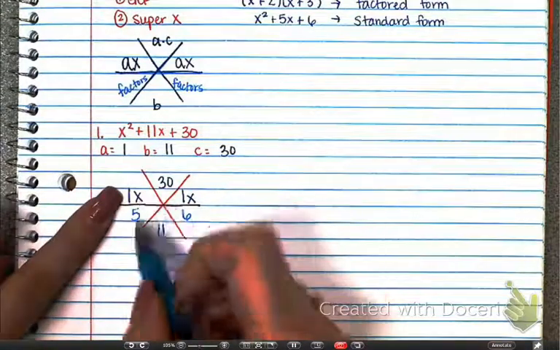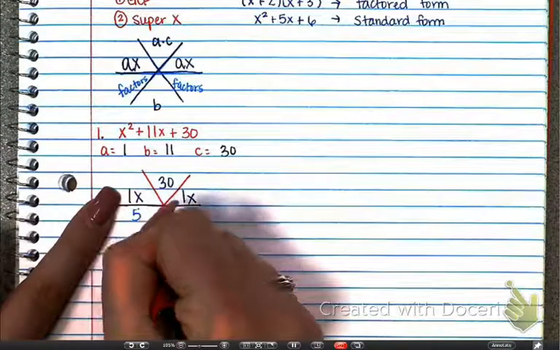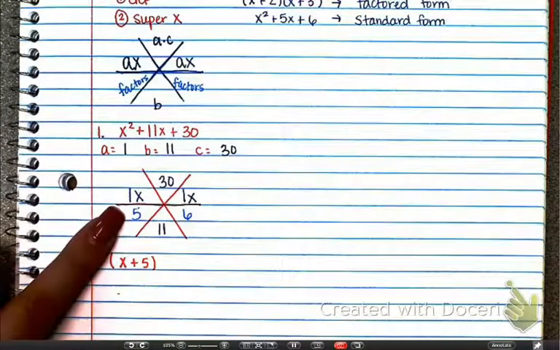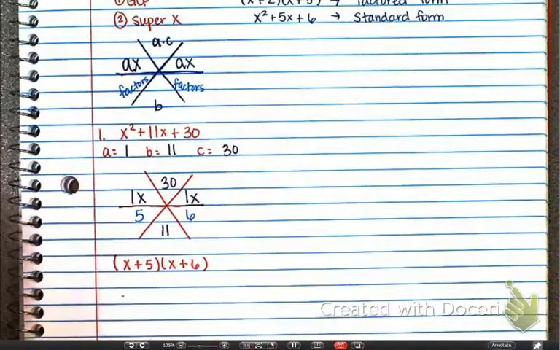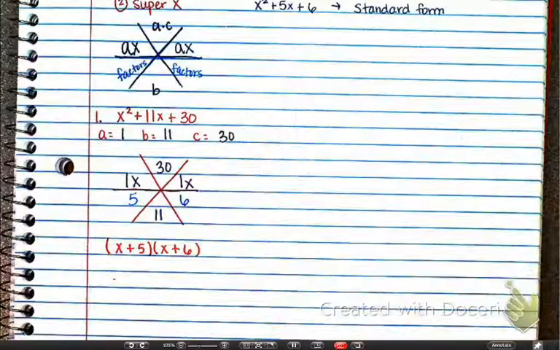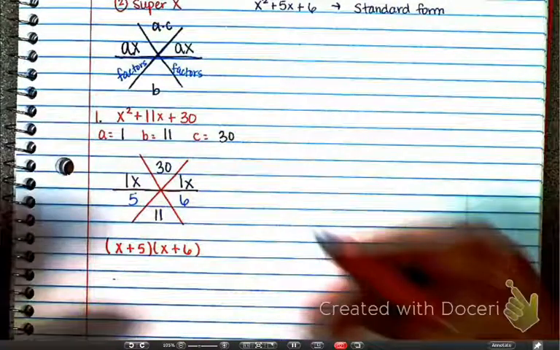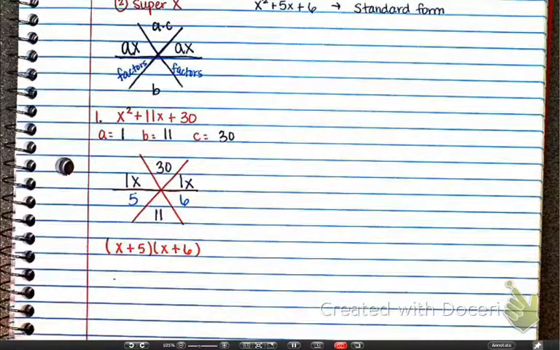So our factored form is going to be X plus 5 and X plus 6. You take what's here and write it in the sets of parentheses. That's your factors. Can you check your work for this problem, you think? Yeah. How? You could distribute or box, right?